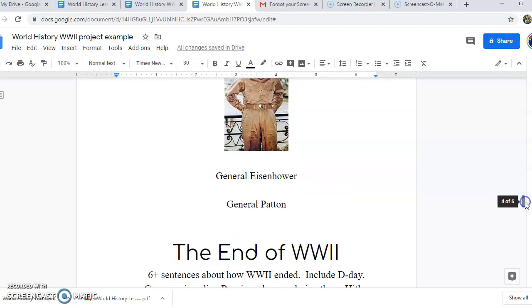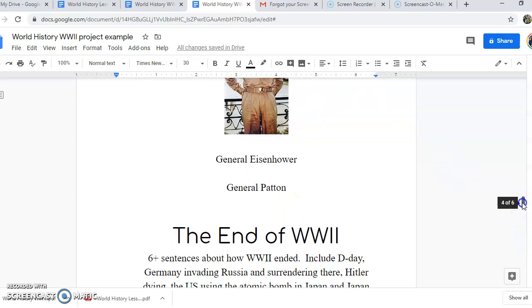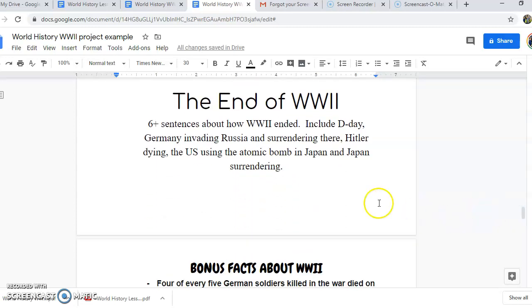You also need to have General Eisenhower, General Patton, and President Truman. You will have a paragraph about the end of World War II. You can decide what kind of title you want to give to this section. At least 6 sentences. Here's the information you need to include.